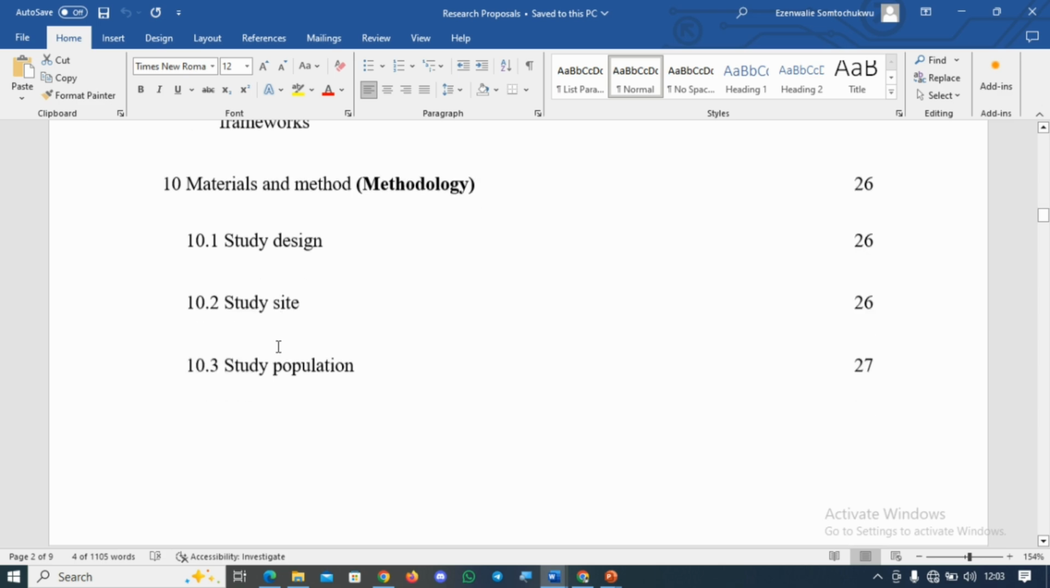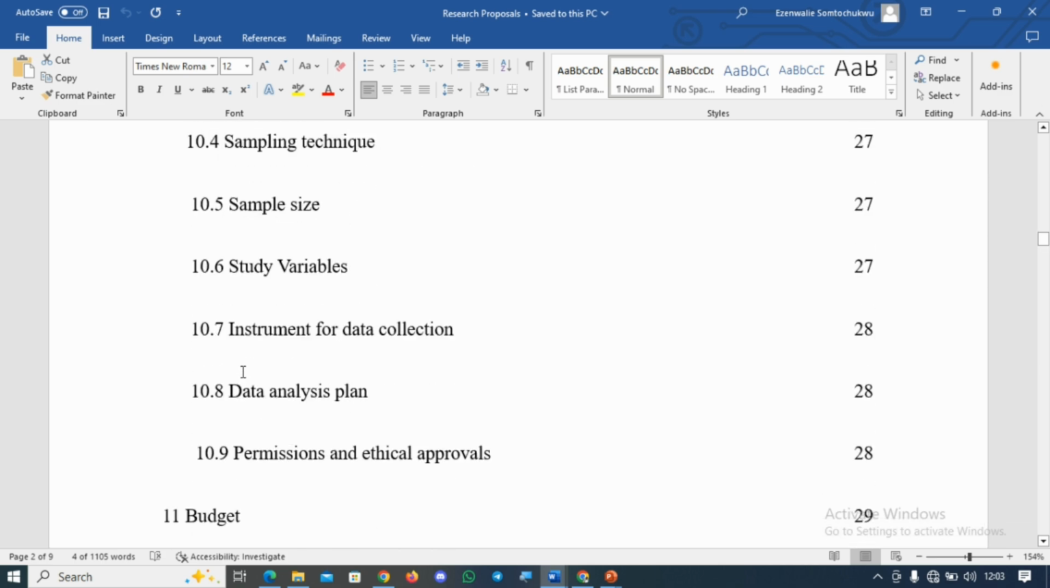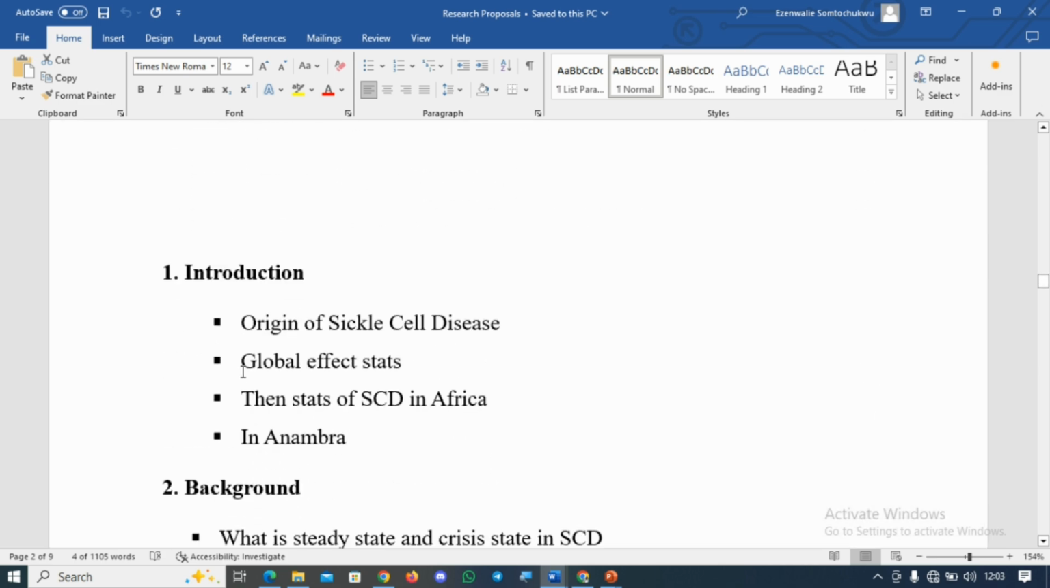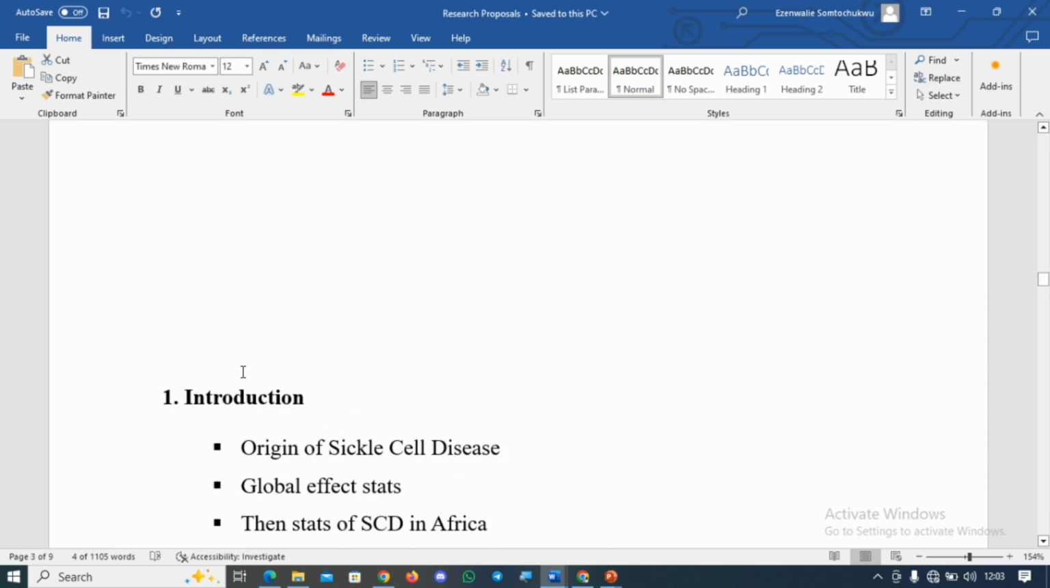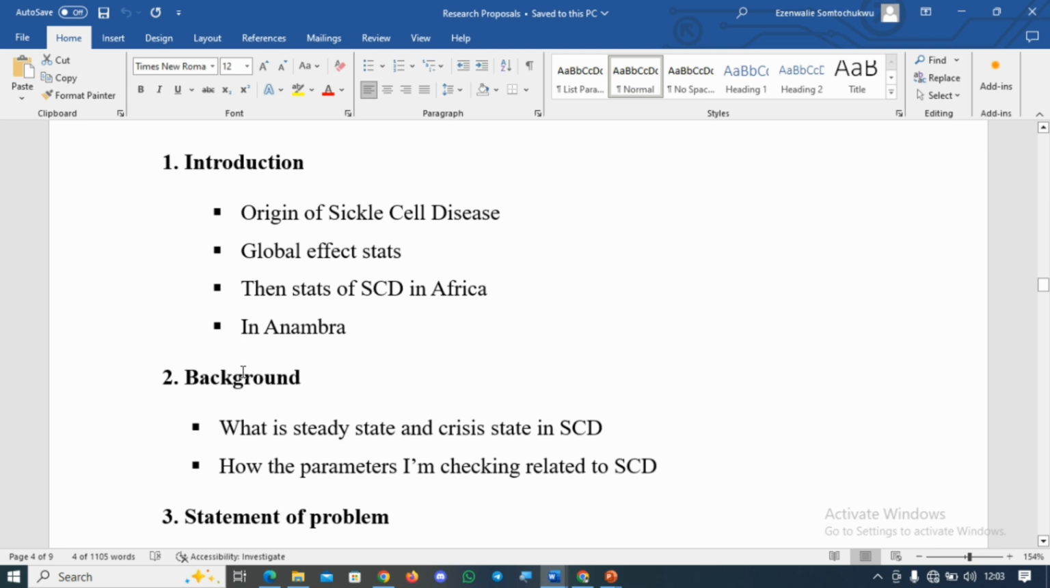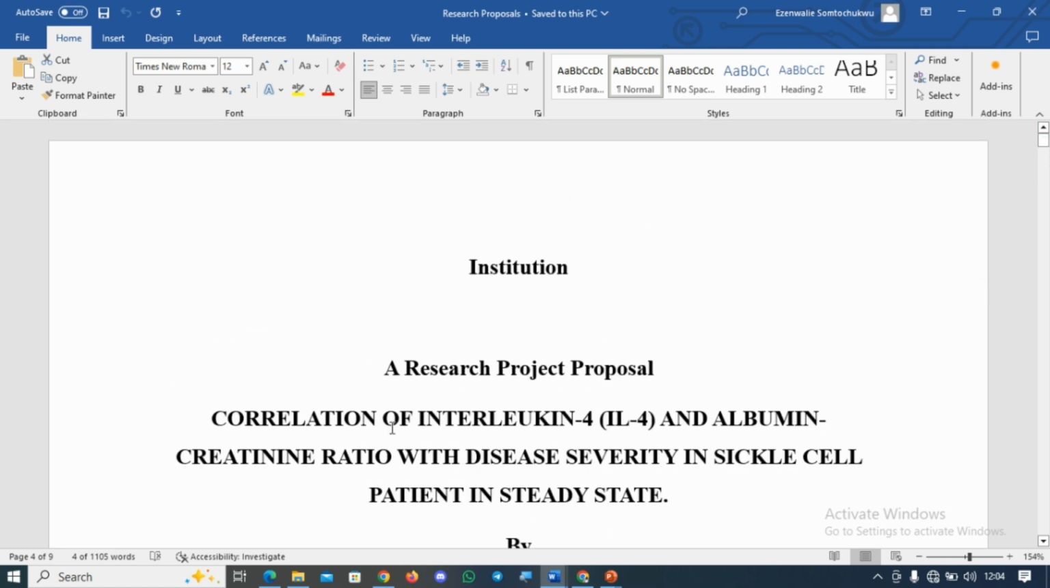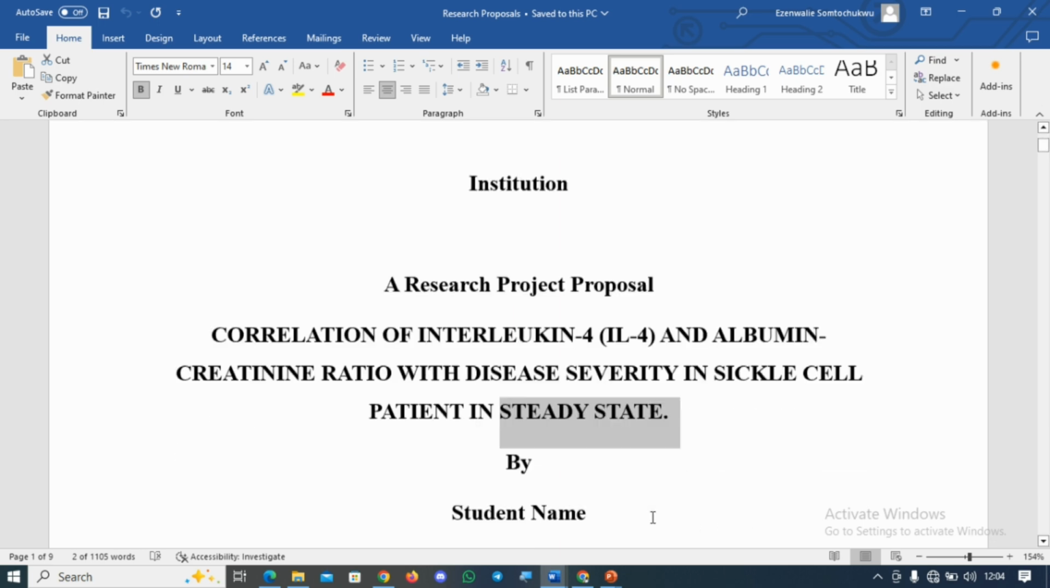Okay, sampling, time frame. Okay, so introduction. When you're writing an introduction, I will use this topic that we have as a baseline for our example. Now, if you check the topic again, we're talking about sickle cell. We're talking about a correlation of interleukin and albumin creatinine ratio with sickle cell patients in steady state.